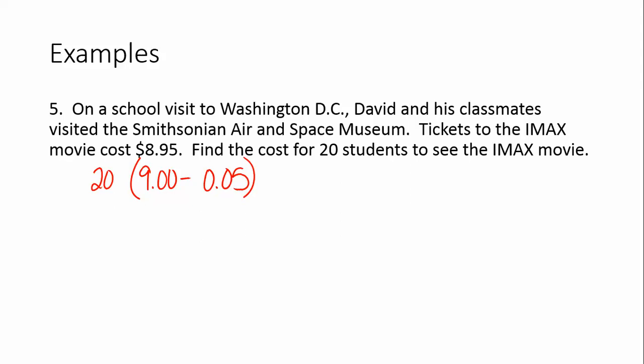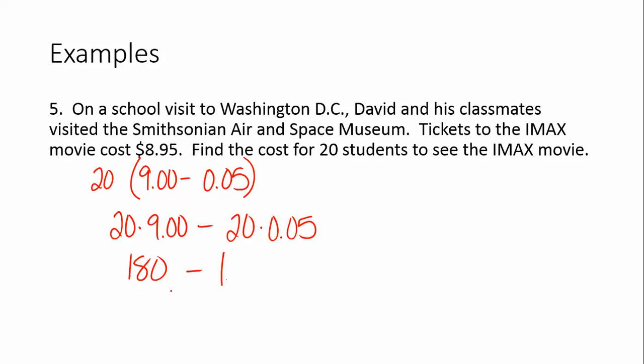So if you have $9 tickets and you're buying 20 of them, that's $180. So I'm going to write out here the equivalent expression. But we have to subtract out that extra 5 cents for every ticket. So 20 times 9 is 180. And if you're doing 20 times 5 cents, that's $1. 180 minus $1 is $179. So again, using the distributive property.